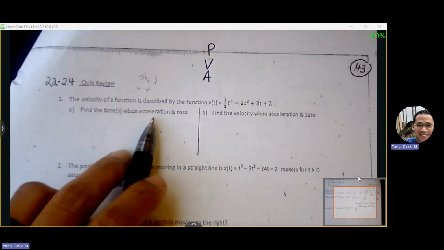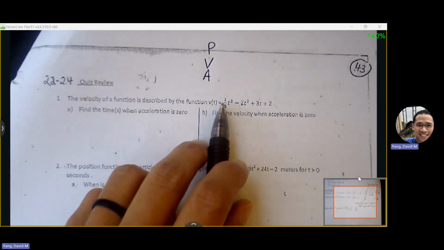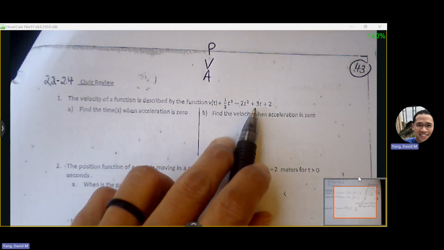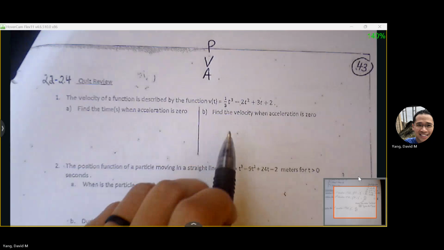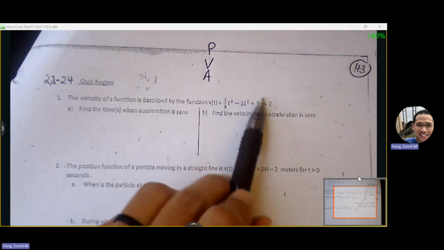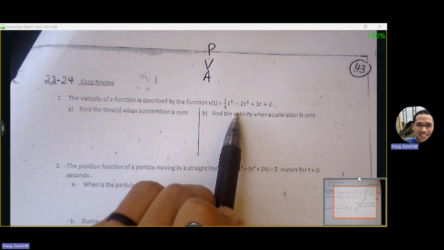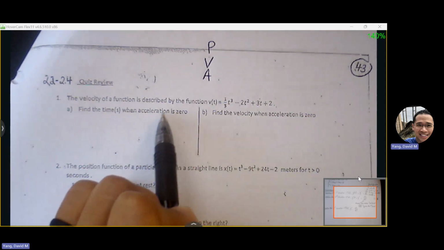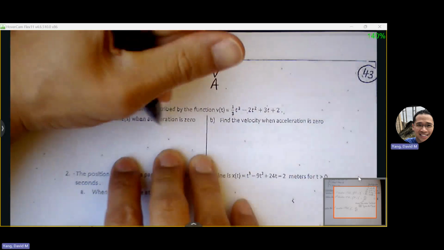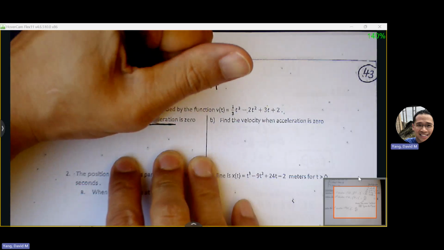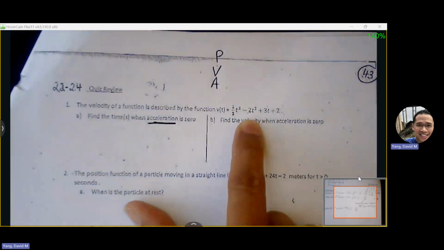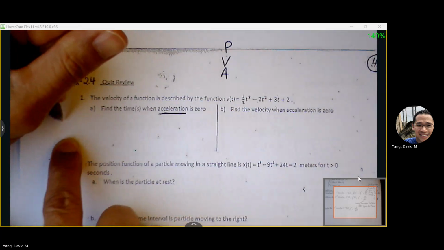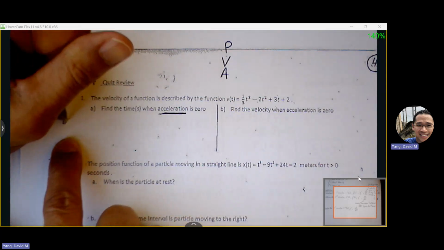Here it says velocity of a function is described by the function v of t equals 1/3 t cubed minus 2t squared plus 3t plus 2. So this is describing the velocity at any moment in time. And it says, find the time when acceleration is 0. So we first have to figure out how to get to acceleration, right? So how do we get to acceleration from the velocity function? Just find the what? Derivative, yep.